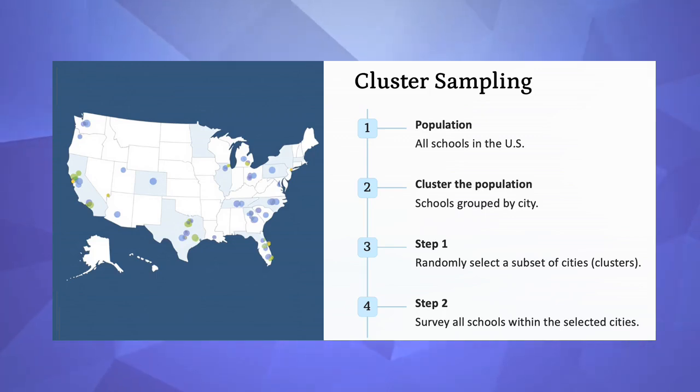For example, first, define the population. In this case, the population consists of all high schools in the U.S. Next, create the clusters. Here, schools are grouped by city. In step 1, you randomly select a subset of cities. In step 2, you survey all schools within the selected cities.